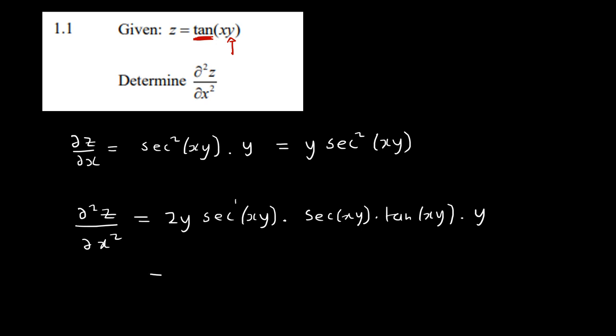See? Then you can simplify. Your y and y will give us 2y squared. Your second sec will give us sec squared xy tan xy. That's your answer there. This one for sure it was 3 marks. They don't usually have a lot of marks.